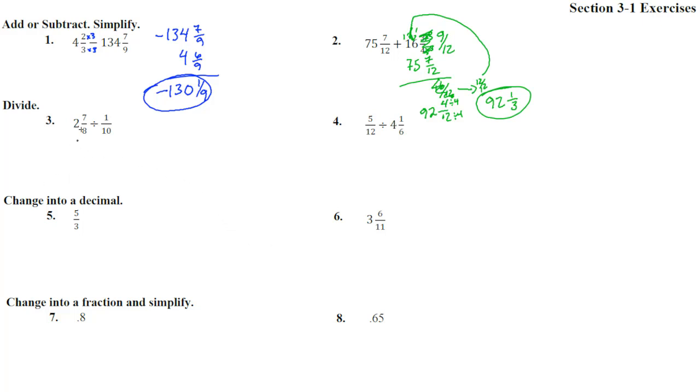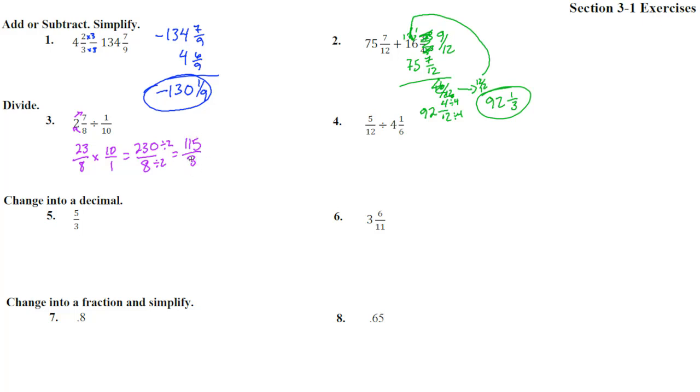Number 3. 2 7/8 divided by 1/10. Oh, division of fractions, which means we're going to multiply by the reciprocal. So multiplication, we need to turn these into improper fractions. 8 times 2 is 16, plus 7 is 23 8ths. Divide is times, and then 10 over 1. So that's going to be 230 over 8. We could leave it like that. Oh no, we can divide by 2 and divide by 2. There we go. So it's 115 over 8.